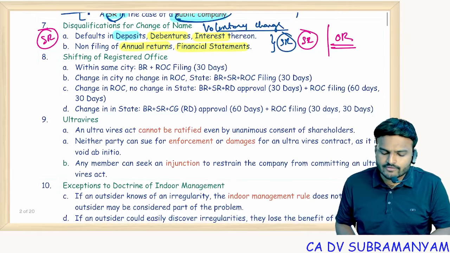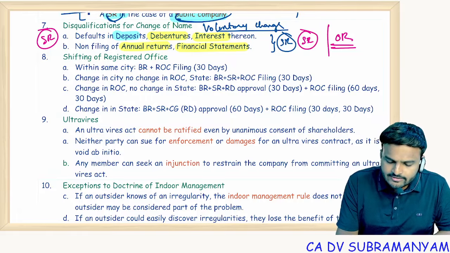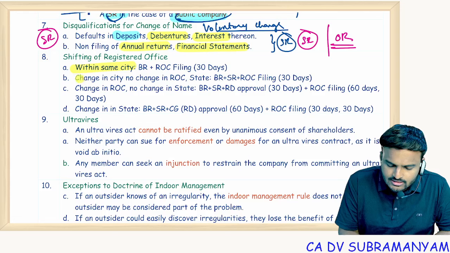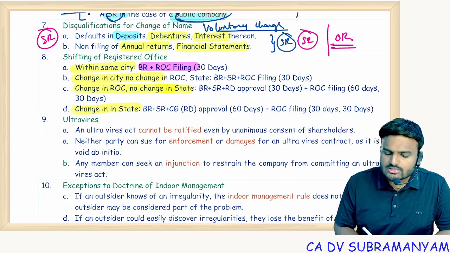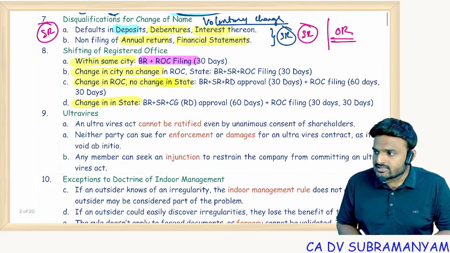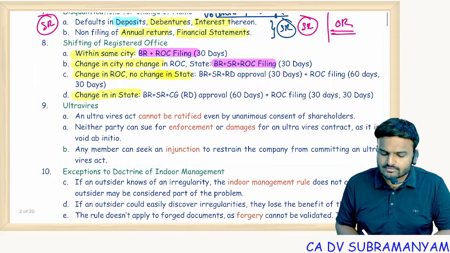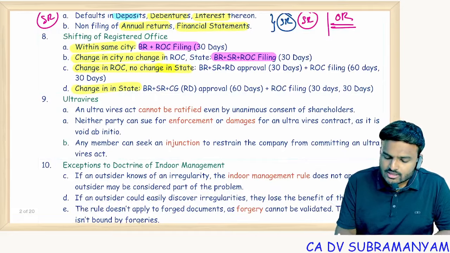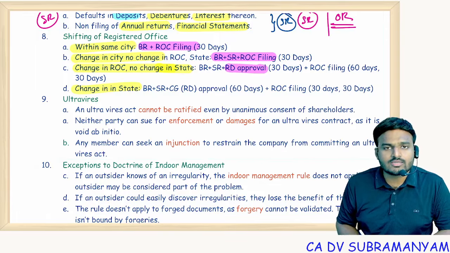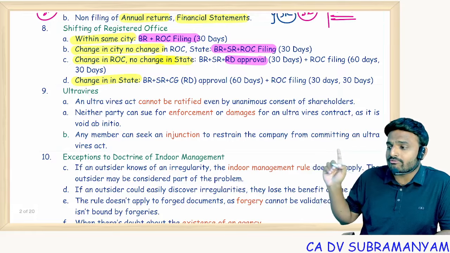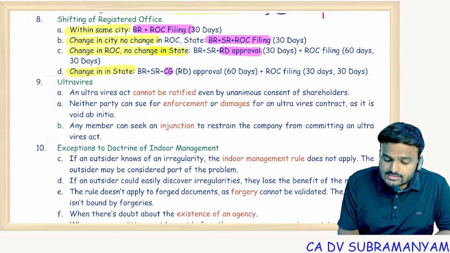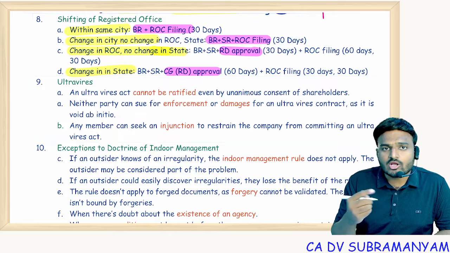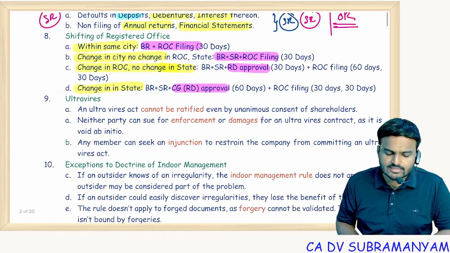Next one, shifting of registered office, 4 ways: within same city, change in city but no change in ROC, change in ROC but no change in state, change in state. Within same city, equation BR plus ROC. Change in city, BR plus SR plus ROC filing. Change in ROC but no change in state, BR plus SR plus RD approval plus ROC filing. Time limits also I have given. Change in state, BR plus SR plus central government approval, in brackets you can see power already delegated to RD, and ROC filing. Clear?